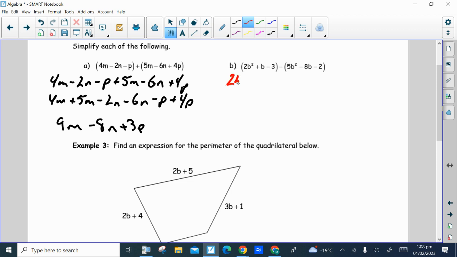For the second one, you have a negative in front of that second bracket. That'll change all the signs inside that bracket. The 5b squared becomes negative. The 8b and the 2 both become positive. The signs change.